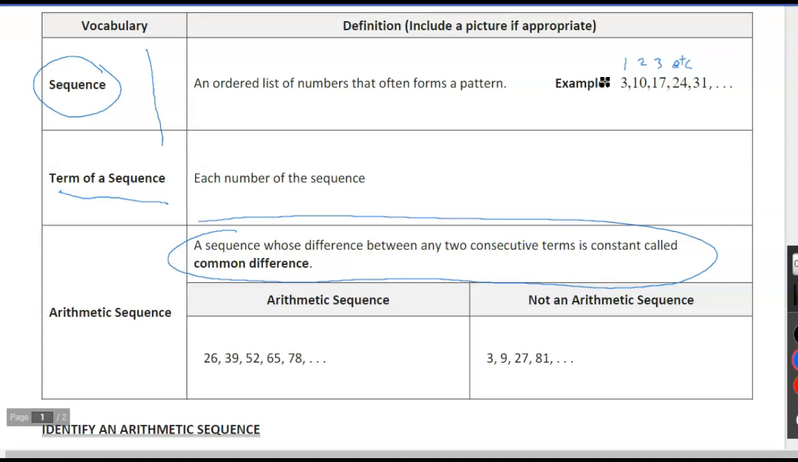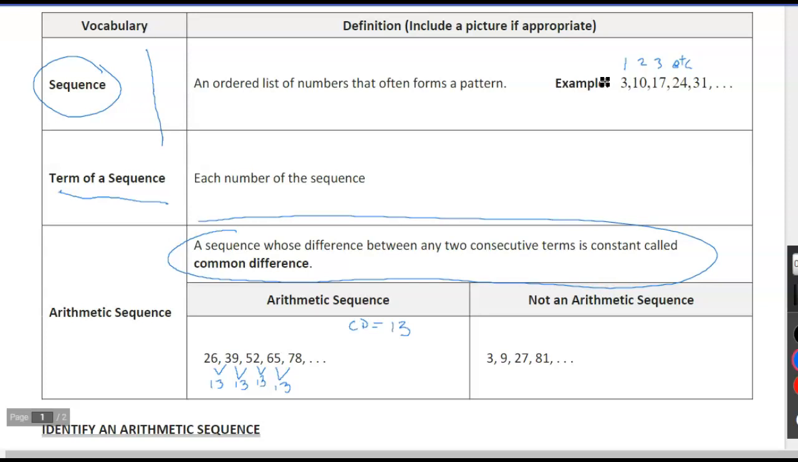So if we look down here, the way we start working with these sequences is we start to check the difference between each one. And the difference between every two consecutive numbers in the sequence is 13. That is what the common difference is. So we would write that the CD, or the common difference, is 13.